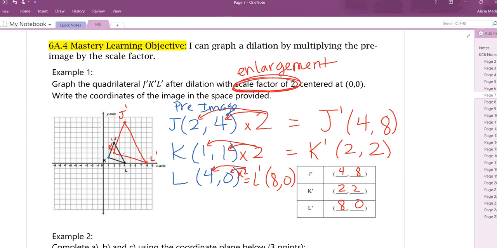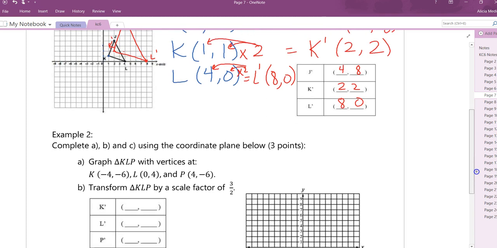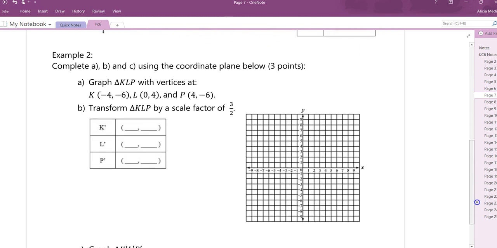And if you look at these pictures, is the red image bigger than the black one? Yes, it is. So that's how you know you did scale this right, because we knew already it was an enlargement because our K is greater than 1. Nice job.